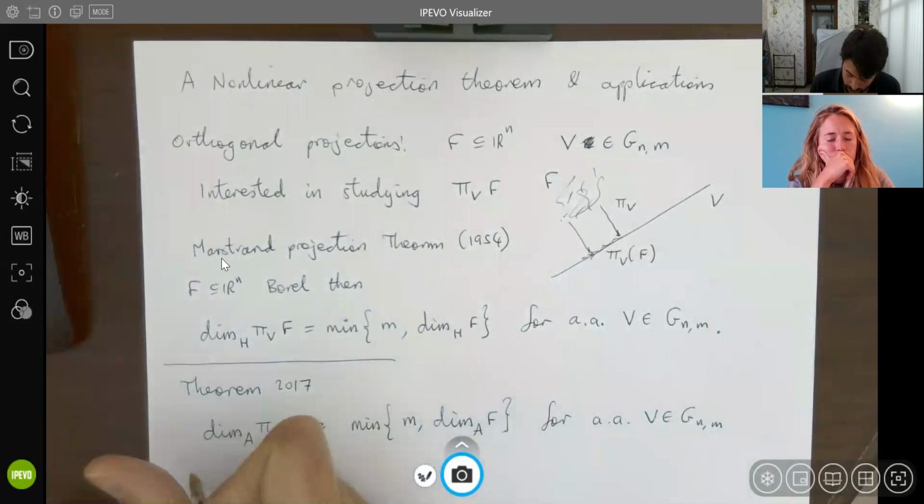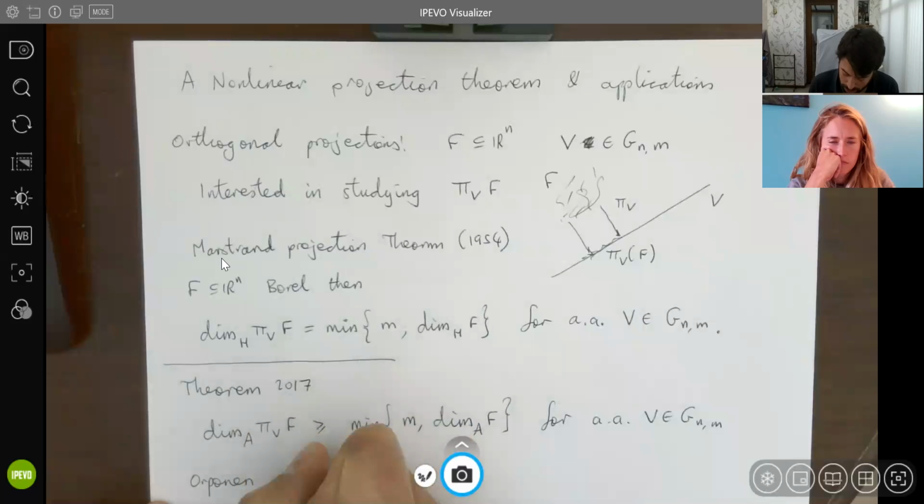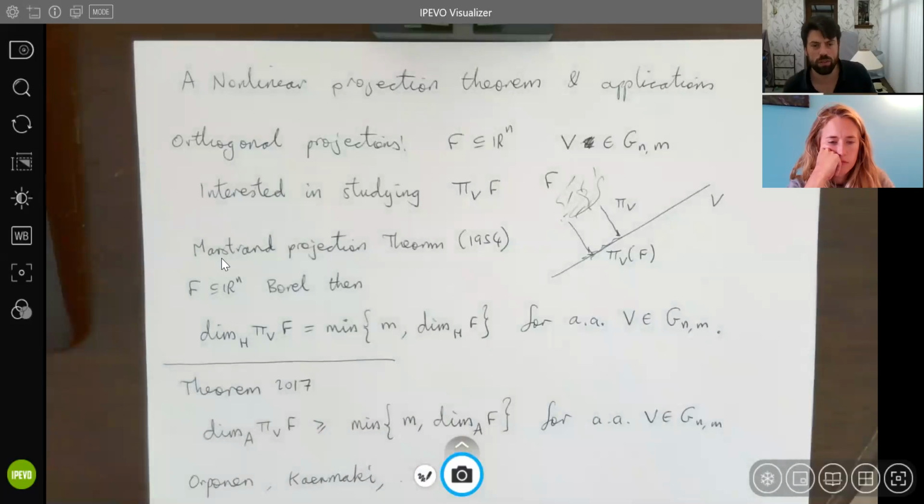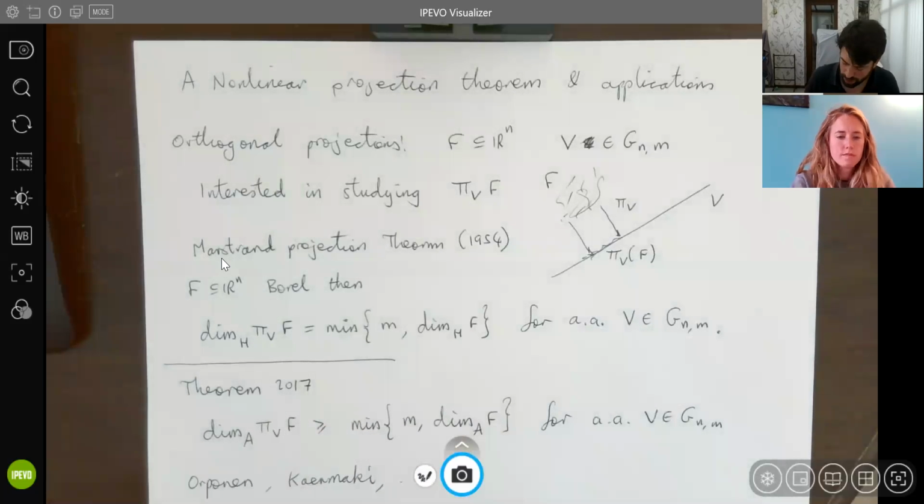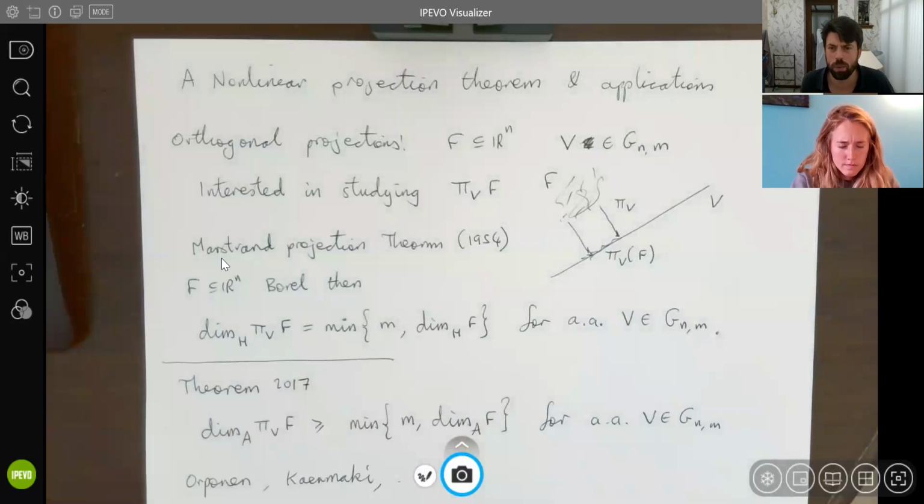So this is something I've worked on with Tuomas Orponen, Antti Käenmäki, and others over the years. Others I'm forgetting, but I've certainly worked with Orponen and Käenmäki on this problem.